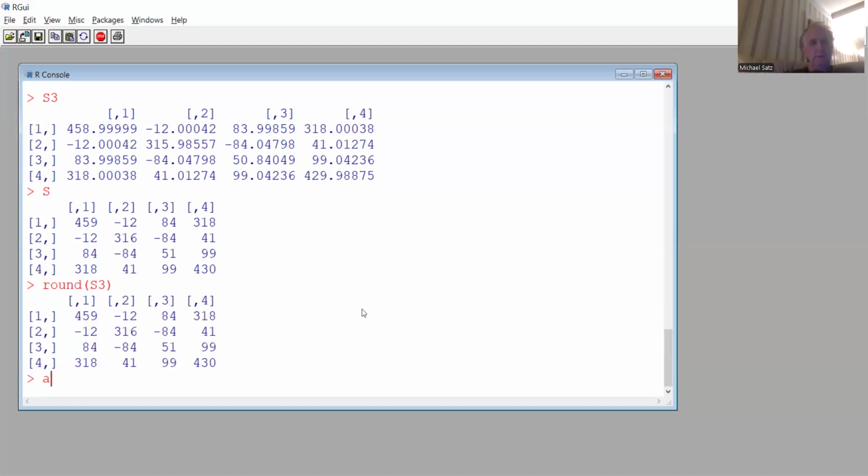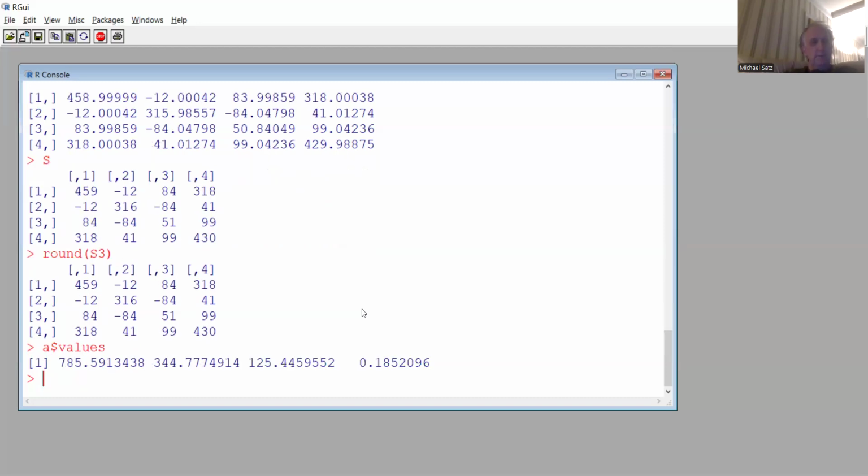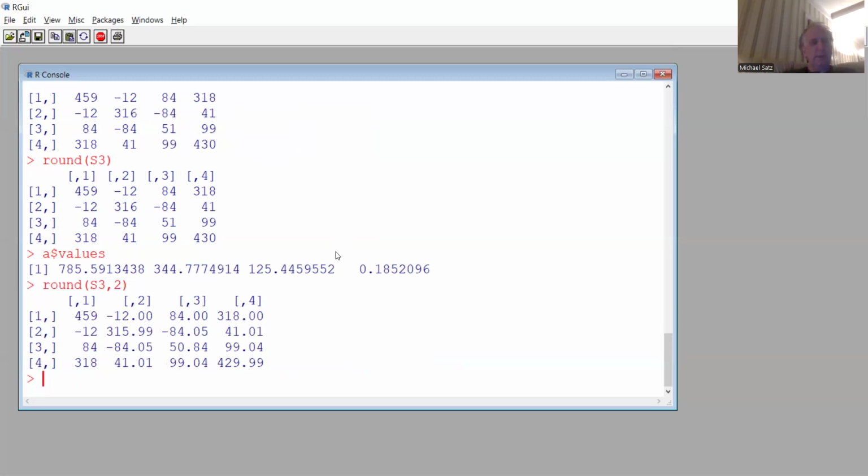We saw the relative size of these A$values: only 0.18 here compared to like 1,300. So less than 0.1% of the mass, and you get the full matrix back with this. Well, when it's rounded, it's not going to be perfect. If we take S3 and round it to 2 places, it's not going to be perfect, I bet. First row is perfect. Second row, you get these little errors here and here.